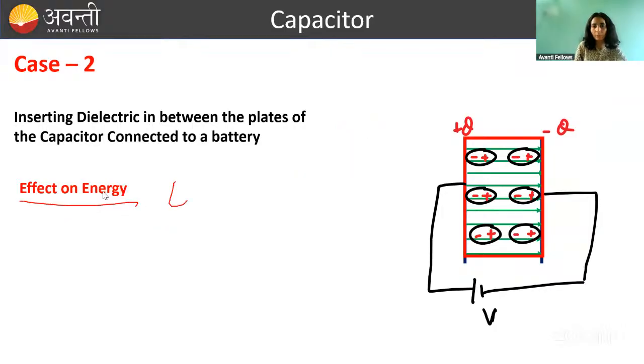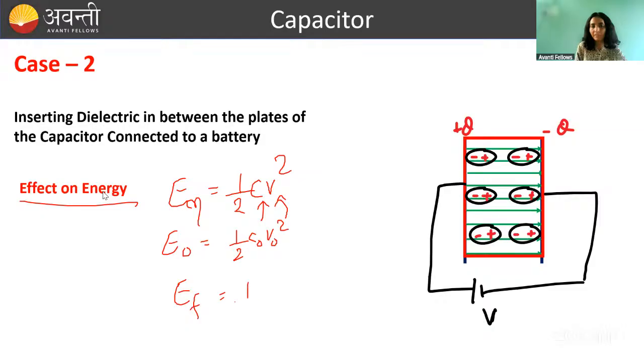What will be the effect on energy? Just write the formula, half CV square. V is not changing, V is remaining constant. C is increasing by k times. So if you write initial energy as half C naught V naught square, what will be final energy after inserting dielectric? Half C will become K C naught, V naught will remain same. So this energy is becoming K times. It is getting increased by k times. In the previous case, that was getting decreased by k times.